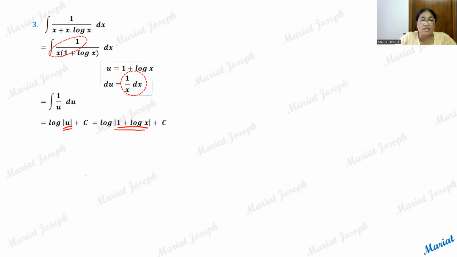When you write the integral of 1 by x with respect to x as log x, always put the modulus sign because log is defined only for positive numbers. That is why a modulus is being put.